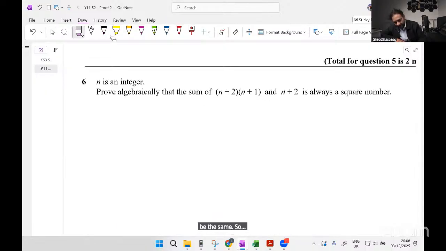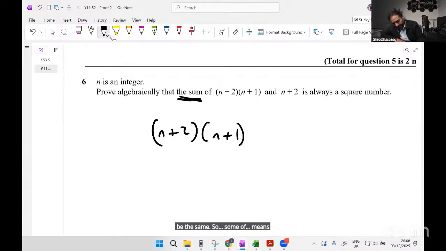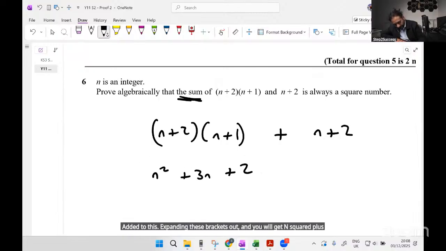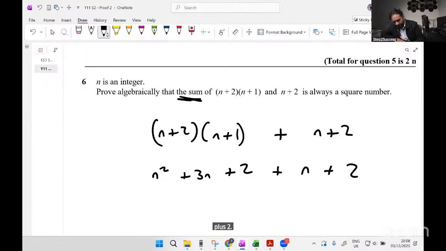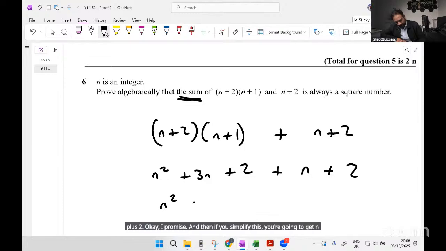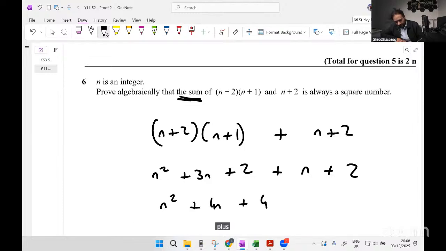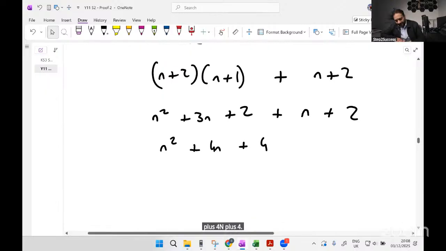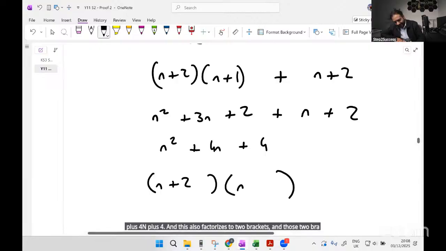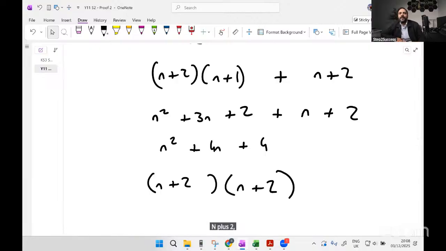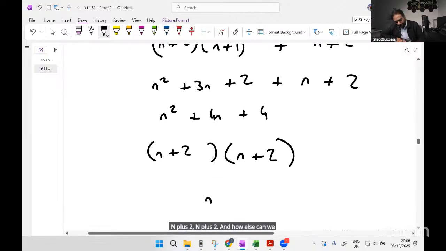So, sum of means this added to this. Expand these brackets out and you will get n squared plus 3n plus 2. Okay, I promise. And then if you simplify this, you're going to get n squared plus 4n plus 4. And this also factorizes to two brackets, and those two brackets are n plus 2, n plus 2. And how else can we write n plus 2, n plus 2?